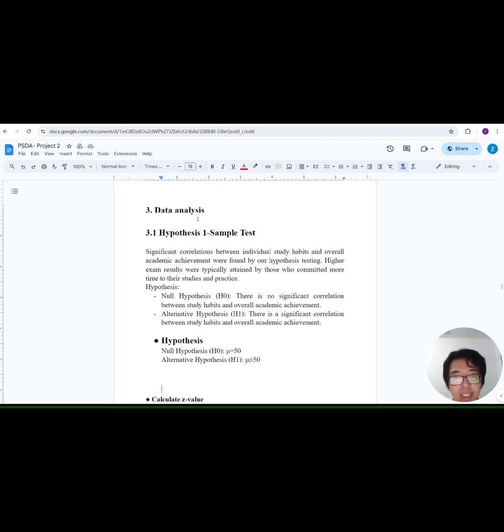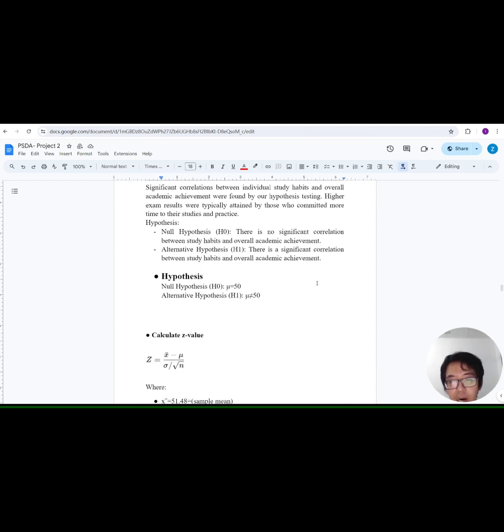So the first part is about the hypothesis, one sample test, which describes the relationship between the study habits and overall academic results. We can say there are two hypotheses here. One is the null hypothesis, H0, and another one is the alternative hypothesis, H1, which means there is a significant correlation between the study habits and overall academic results. So we can say for the null hypothesis H0, we assume mu is equal to 50. And the alternative hypothesis H1 is mu not equal to 50.